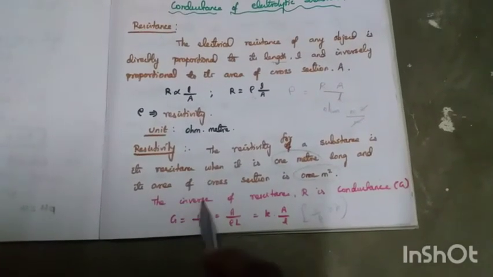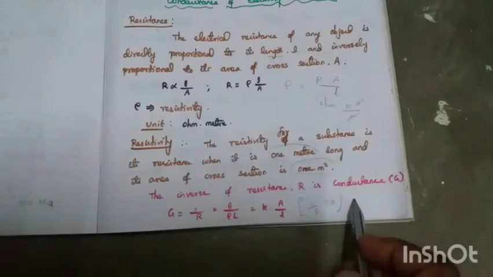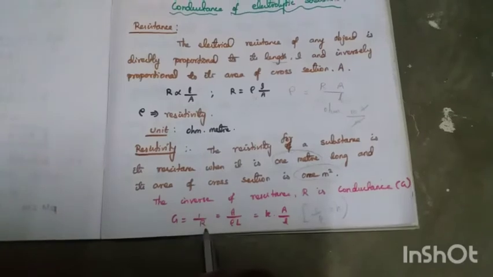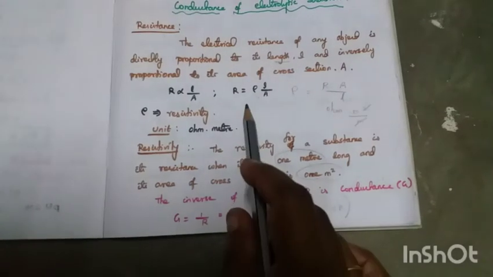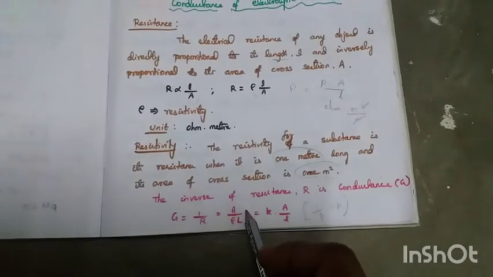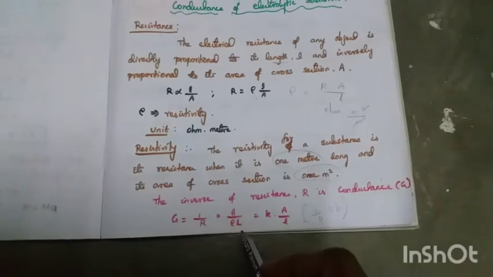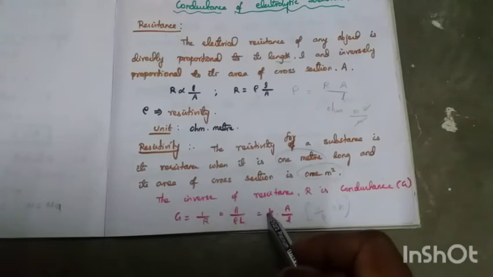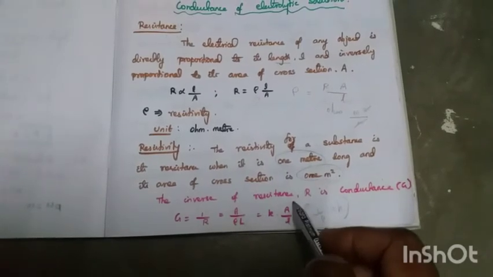That means if in a 1 meter length we have the area of 1 meter square, the resistance is called the resistivity. Therefore, the inverse of resistance is nothing but conductance. So, G is equal to 1 by R. We know the R value, no? That is A by rho L. So 1 by rho times A by L, and it can be written like this: kappa is equal to K times A by L.